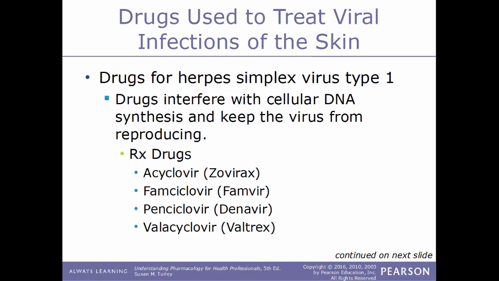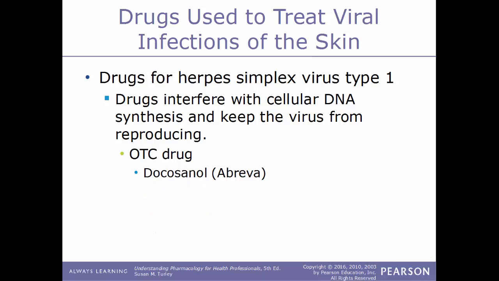The drugs that are given to treat this virus will interfere with the cellular DNA synthesis, and it keeps the virus from reproducing. And there are prescription drugs, and there also are over-the-counter drugs. Some prescription drugs here: acyclovir, also known as Zovirax; famciclovir, also known by the brand name Famvir; penciclovir, known by the brand name Denavir; and valacyclovir, known by the brand name of Valtrex.